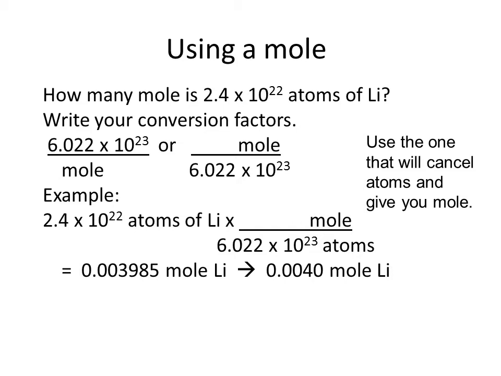To enter this in your calculator, you're going to be putting in 2.4. Do not press a times or a 10, just press the EE key, and then 22, and then divided by 6.022, EE 23. When entering in scientific notation, do not press a times and do not press a 10. That way, the number goes in as a unit and you end up having your math done correctly.